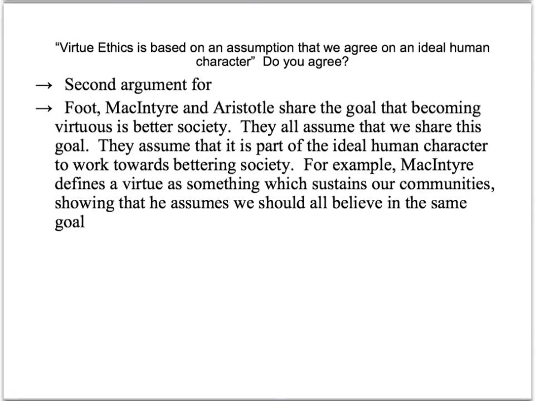Moving on to our second argument for the question, that virtue ethics is based on an assumption that we agree on an ideal human character: Foot, MacIntyre and Aristotle all suggest that the goal of becoming virtuous is to better society. In other words, they are assuming that everybody agrees that in order to be an ideal human, you need to share that goal. For example, MacIntyre defines a virtue as something which sustains our communities. He's assuming that we would all agree that if we want to become virtuous, our goal is to better society.